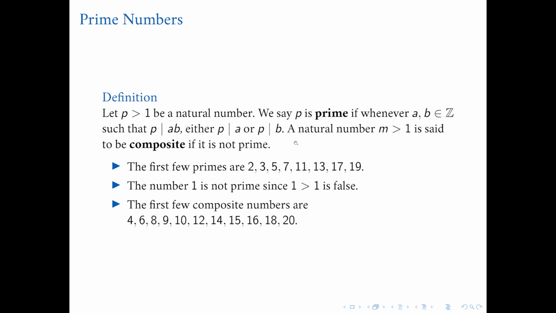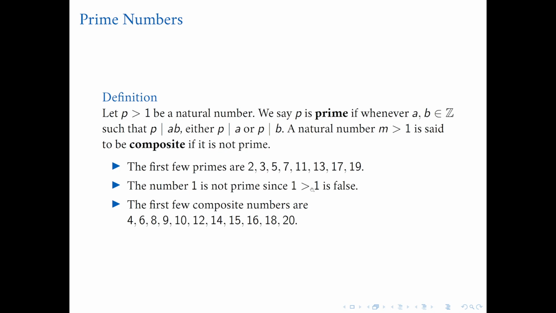And the negation of being prime is being composite. So if you are a natural number bigger than one, you're composite if you're not prime. And you're not prime if you can find a product that you divide such that you don't divide either of the terms in the product.